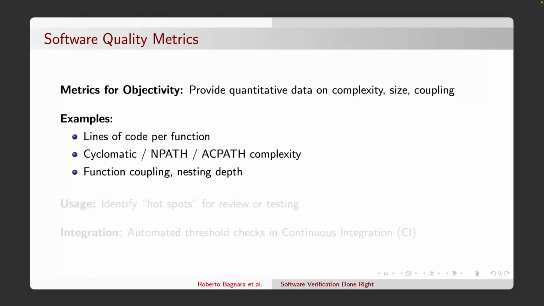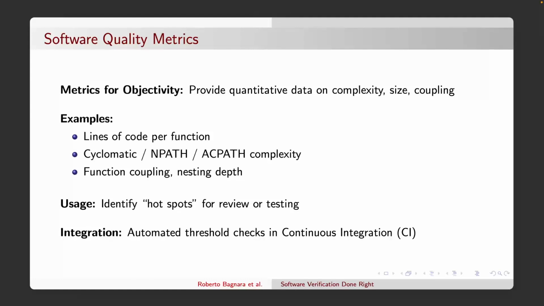Another set of metrics has to do with function coupling, and there are metrics that limit the depth of the control structure nesting, and so on. The usage of software quality metrics is to identify hotspots in the code, so places in the code that, due to their complexity, are in need of more review and/or more testing. This is particularly important when software quality metric checking happens in continuous integration, because this way the entire team can immediately be warned when something is fishy.